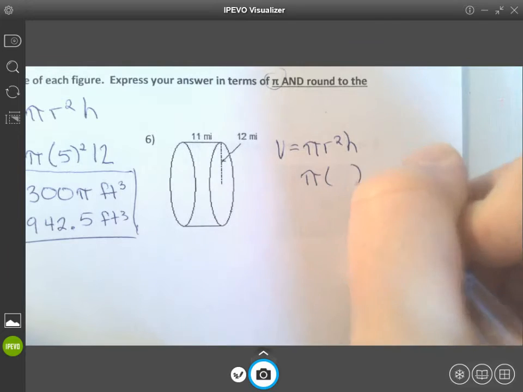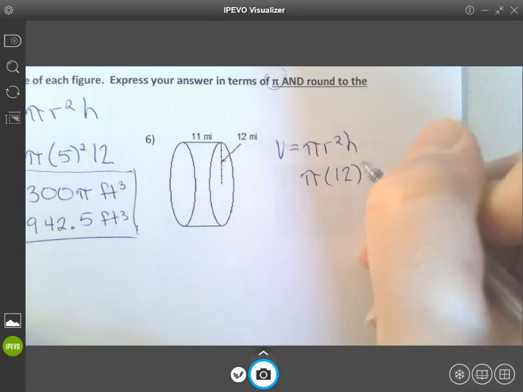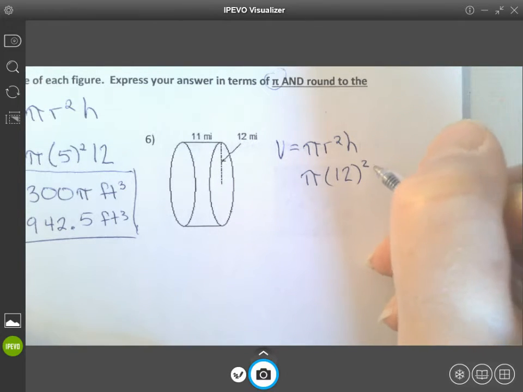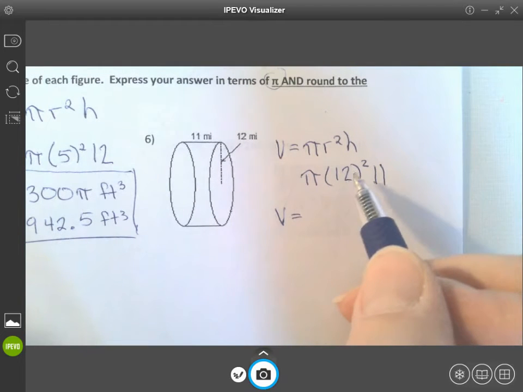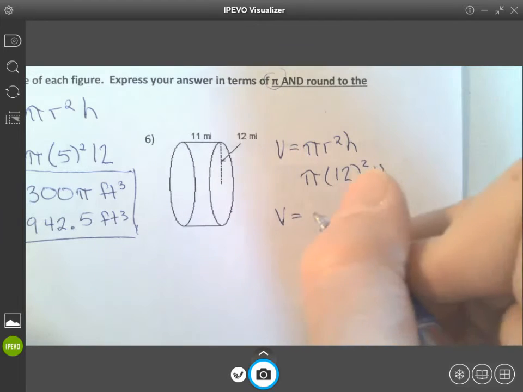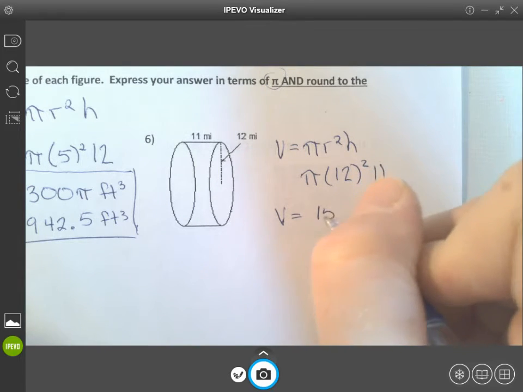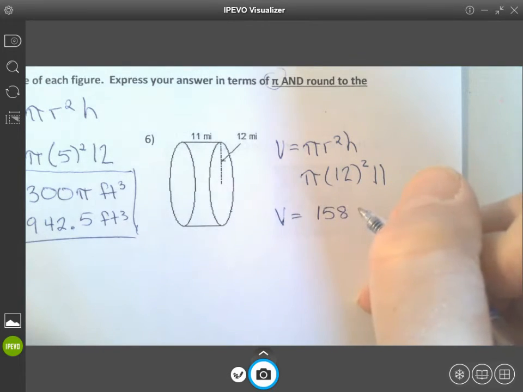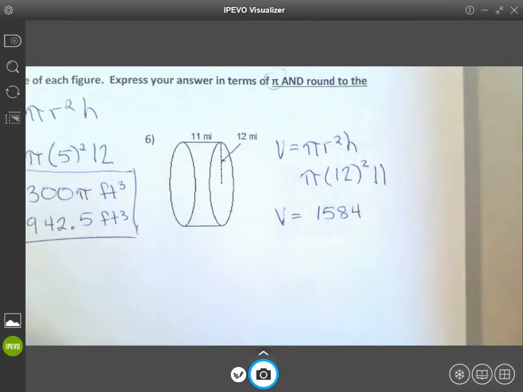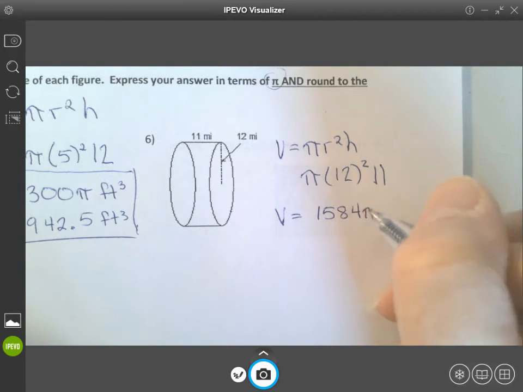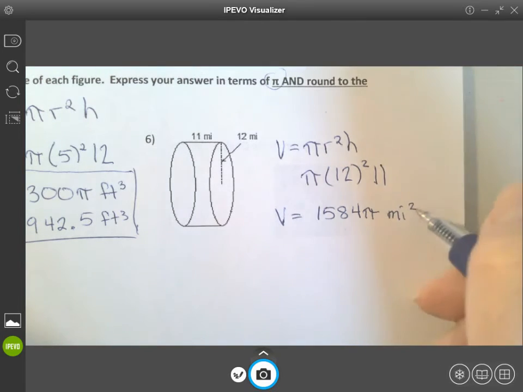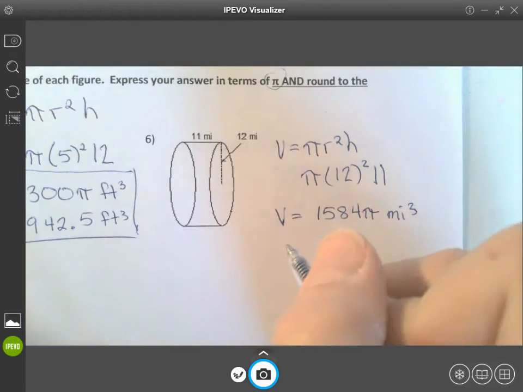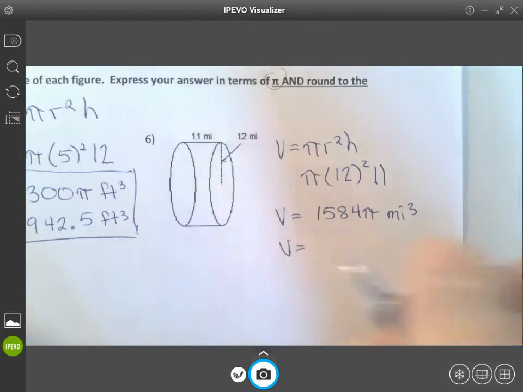What's the radius of this one? 12 squared. And what's the height of this one? 11. Okay, so for the exact, type in your calculator 12 squared times 11. Big number. See if you agree with me. I have 1,584, but what needs to go with it? Pi. And then what would we label it? Miles. Ooh, you're so right. I made my mistake. Done. Out of my system. Okay, what is the approximate?